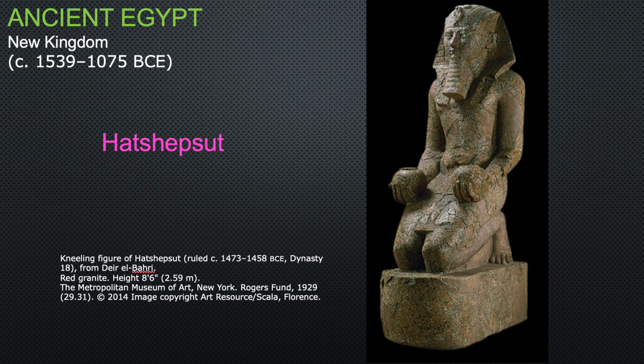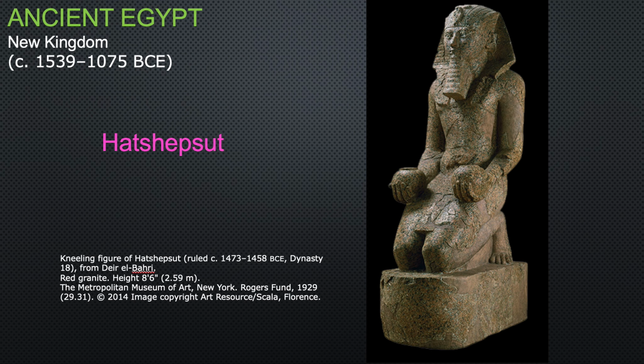She was the daughter of Thutmose I. She married her brother, Thutmose II, but he died. And when he died, she became the regent for Thutmose III, who was the son of Thutmose II by a concubine. So she was not the mother, but she was sort of the aunt slash stepmother of Thutmose III. So he was too young to rule.